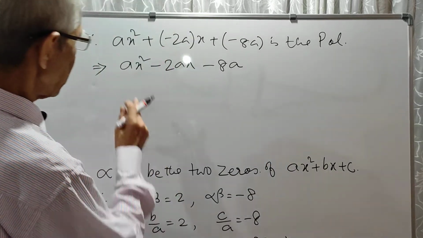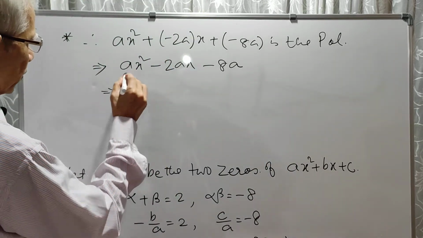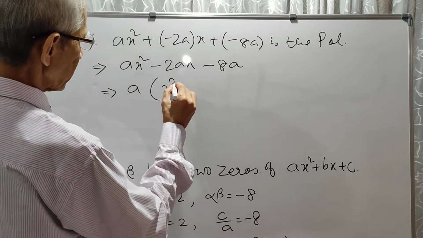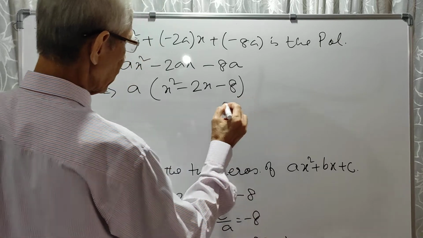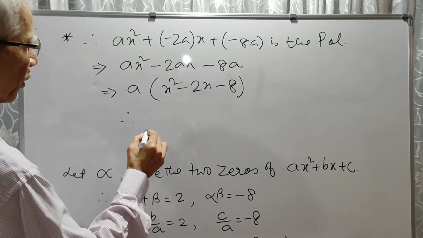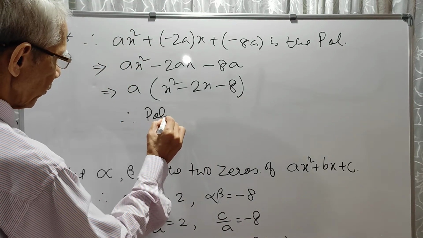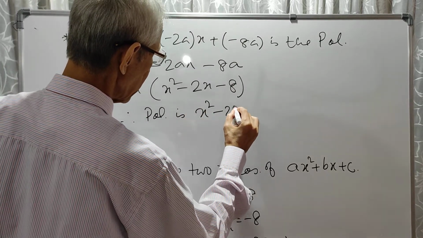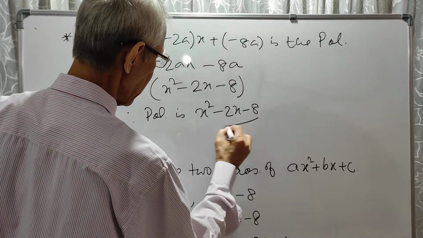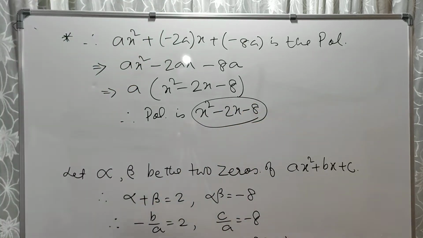Now we will get rid of this a. So take a common. If you take a common, what do you get? x square minus twice x minus 8. Therefore the required polynomial is x square minus twice x minus 8. This is the answer.